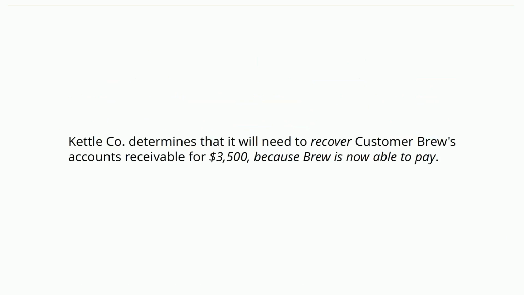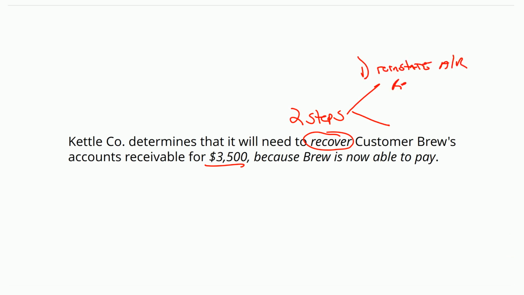Okay, now we want to recover. Hey, they unexpectedly are paying us $3,500 we did not expect to get. So folks, that's done in 2 steps. Step number 1, you got to reinstate that account receivable. You reverse the entry to write off that account receivable. And then step number 2, you record the cash collected.